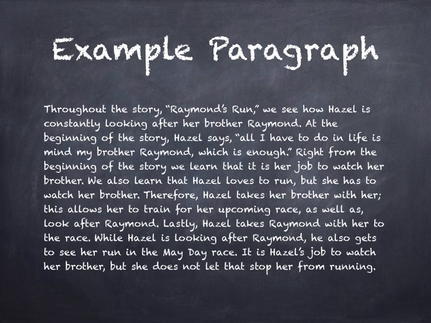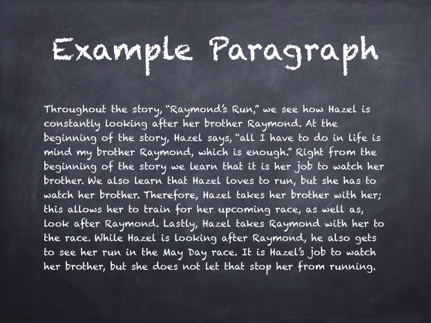So in my example paragraph, I have my topic sentence, I have my examples, and then I have my closing sentence. I've also added just a little bit by explaining the examples a little better. Like after my quote, "All I have to do in life is mind my brother Raymond, which is enough," I say, right from the beginning of the story, we learn that it is her job to watch her brother. That explains the quote. Yes, I could have just put in a topic sentence and then threw in my examples and then threw in a closing sentence, but when you explain your examples, it's going to help the reader understand.